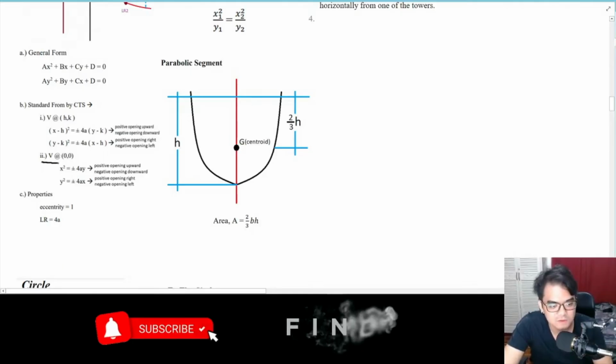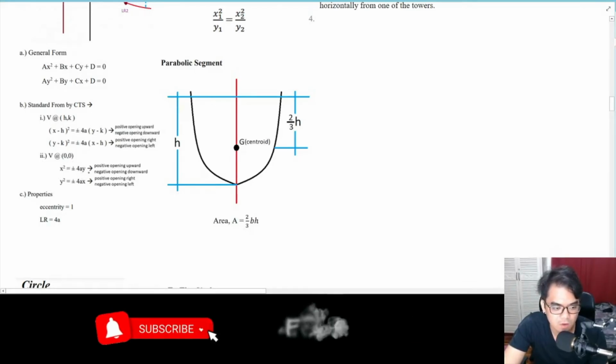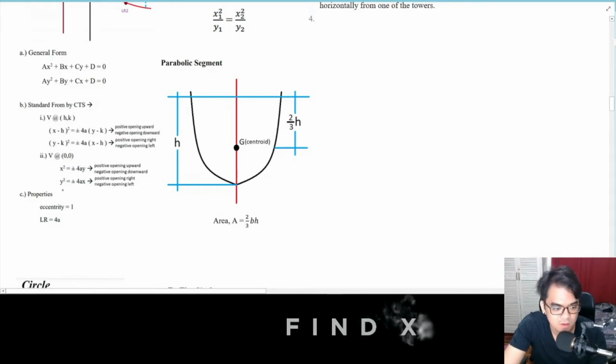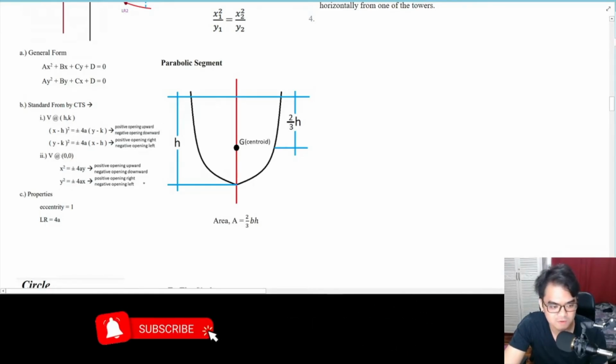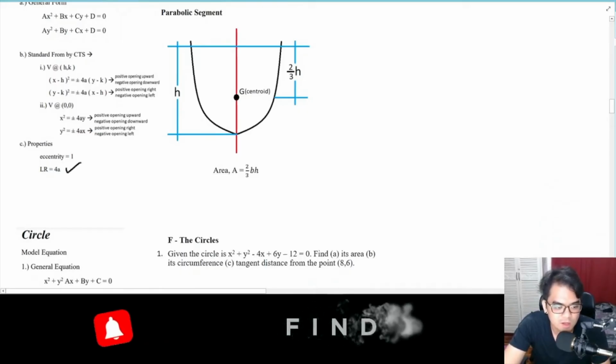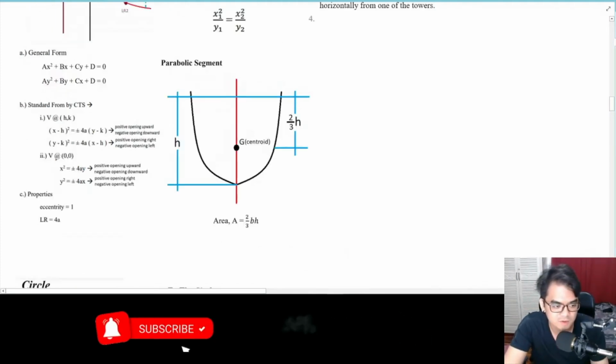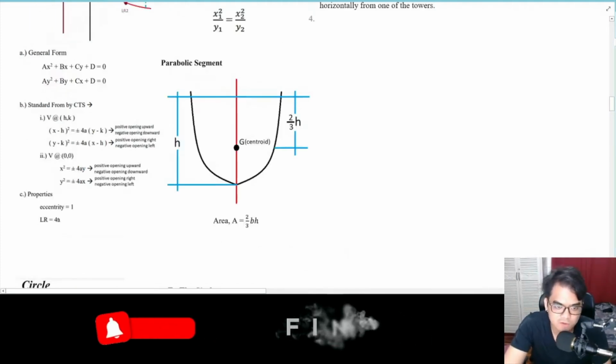Next, if the vertex is at (0, 0), or the origin, you'll have x squared equal to plus or minus 4ay, and the same applies as before. The next one is y squared equal to plus or minus 4ax. Now we get to the properties. The length of the latus rectum, or the distance from one latus rectum to the other, is 4a, and the eccentricity of the parabola is just 1.